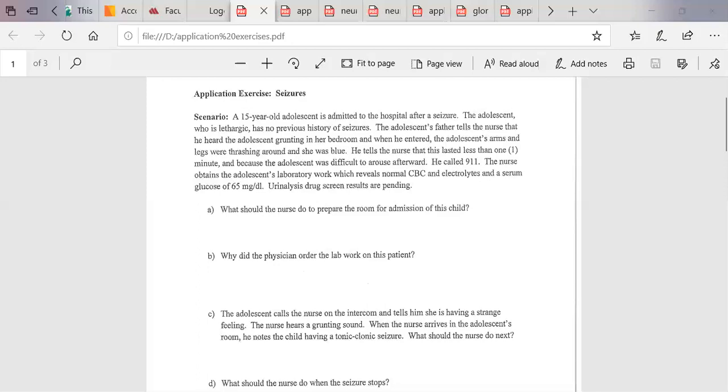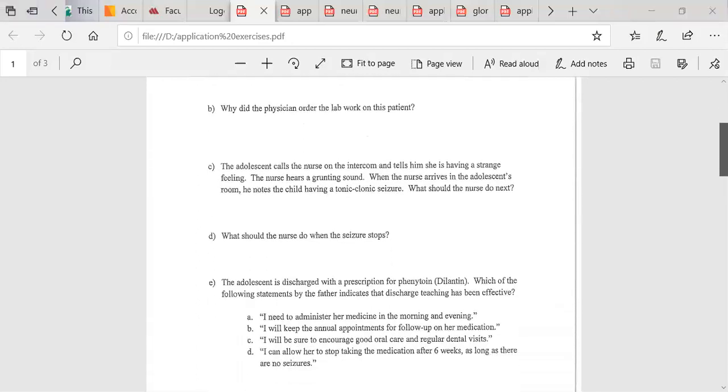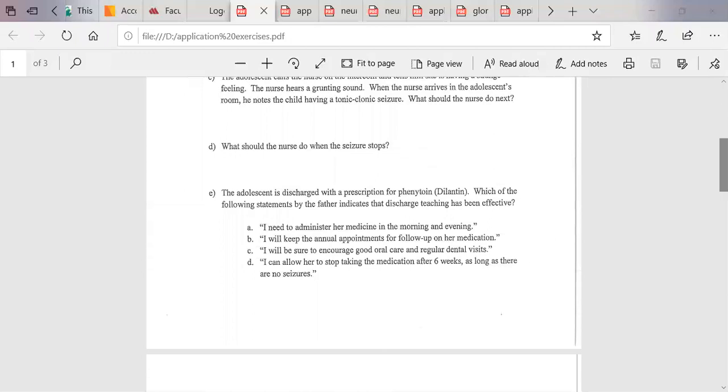The adolescent is discharged with a prescription for Dilantin. Which of the following statements by the father indicates that discharge teaching has been effective? All right, there's your choice. Oh, sorry, I have to scroll down. There's your last question there. Okay, so of your choices there, take a look at those. Let's just go through them one by one. I need to administer her medicine in the morning and the evening. That is a true statement.